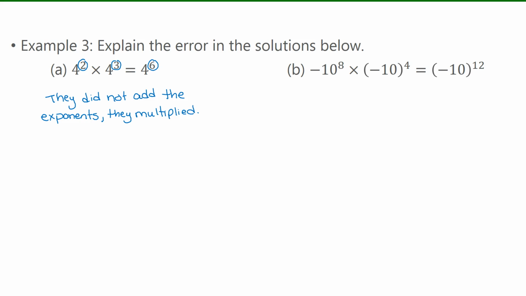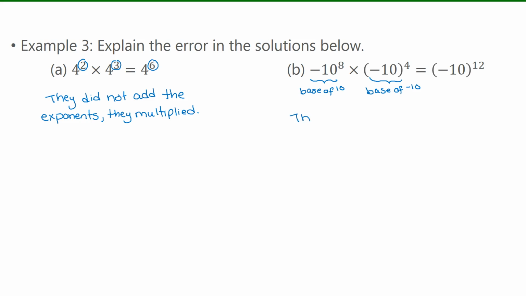Now in B, the mistake they made here is that they combined two powers that had different bases. This here has a base of 10, whereas this one here with the brackets has a base of negative 10. So you can't use the product of powers law.